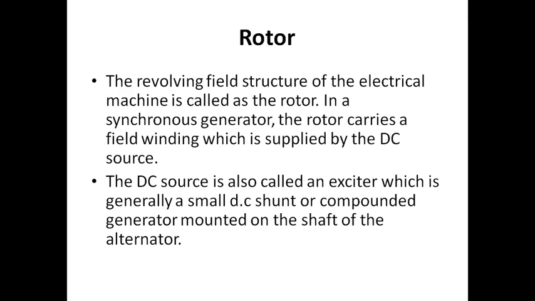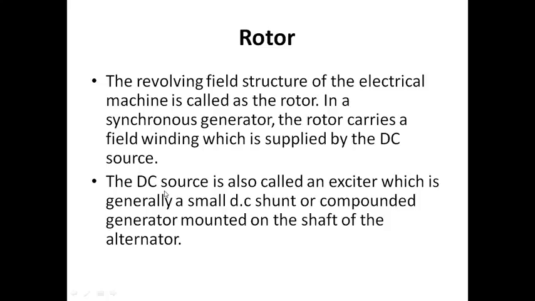So next is your rotor. The rotor is the rotating part of your generator. The revolving field structure of an electrical machine is called the rotor. The rotor carries the field winding, which is very important. In an alternator, the rotor carries a field winding supplied by a DC source. The DC source is also called an exciter. Without an exciter, an alternator cannot work.